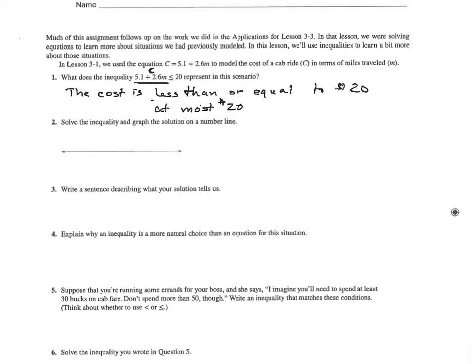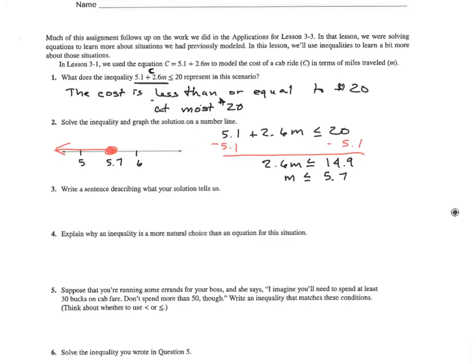On number 2, they want us to solve the inequality and graph the solution on the number line. So why don't you pause the video and do that, and then check your answer. Okay, so what I did here is I subtracted 5 1/10 from both sides and got 2 6/10 m is less than or equal to 14 9/10. From there, I divided both sides by 2 6/10, and that rounded to about 5 7/10. So I put this on a number line. Since this is or equal to, I colored that in, and it's less than, so I shade to the left.